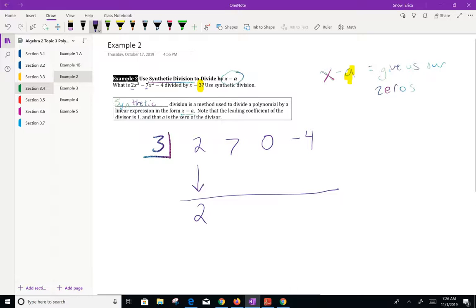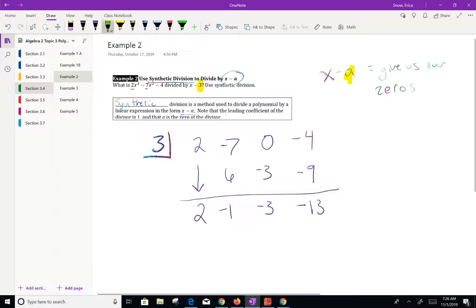And so what we're going to do is we're going to bring down your first coefficient. It just comes down. And then you multiply. 2 times 3 is 6. Oh, and that 7 should be negative. -7 plus 6 is -1. -1 times 3 is -3. We add. -3 times 3 is -9. And we get -13.